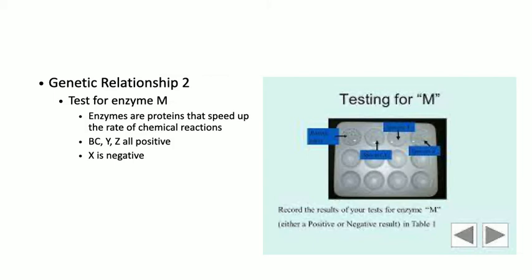The second test is the test for enzyme M. Enzymes are proteins that speed up the rate of reactions. What you do is put the chemical in the testing well and add a test solution to it. Botanicurus, Y and Z are all positive, X is negative. Essentially, the reaction is a baking soda and vinegar reaction. So X does not have vinegar in it, so it does not react with the baking soda and bubble up.